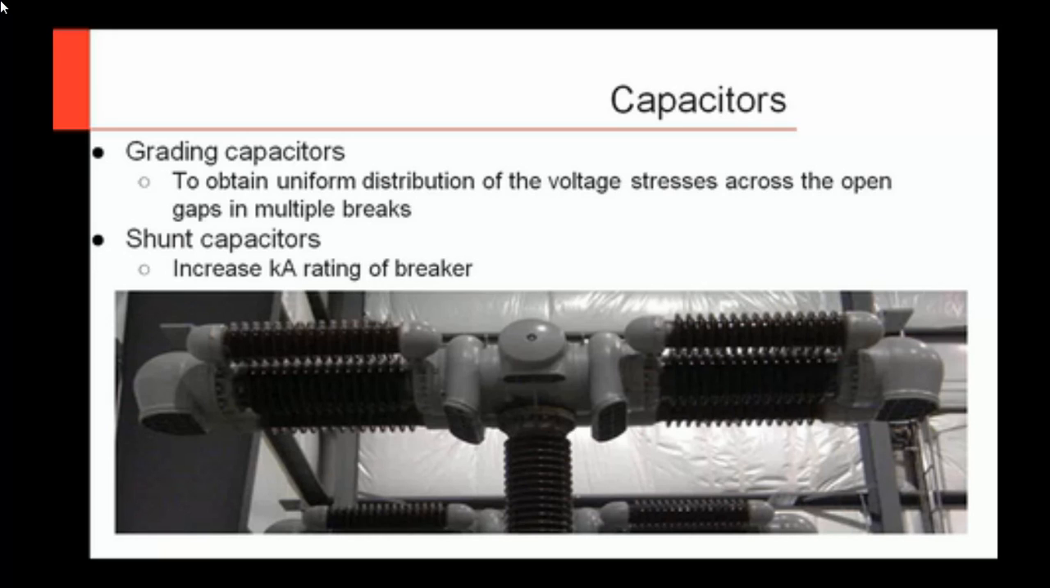Something else you might see is a shunt capacitor. I've seen, even on the dead tank circuit breaker, on one bushing on the outside, they'll have a capacitor on there, and these are usually to help improve the fault interruption ability of that circuit breaker.